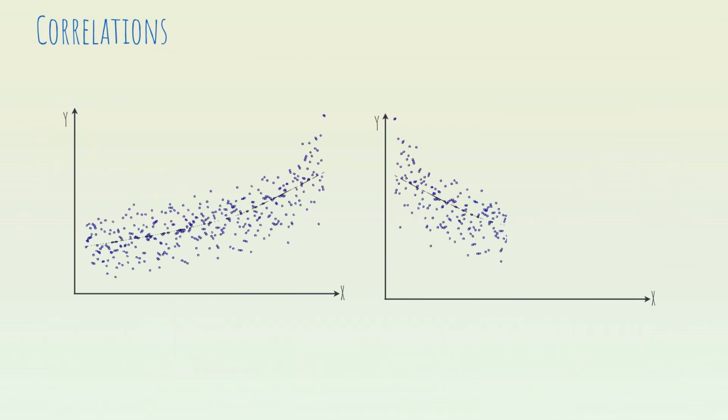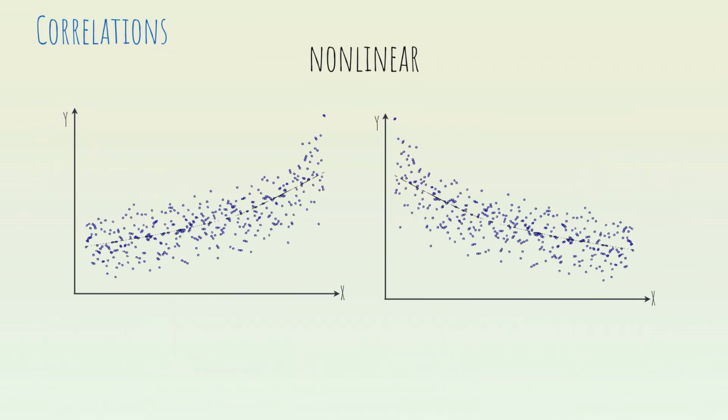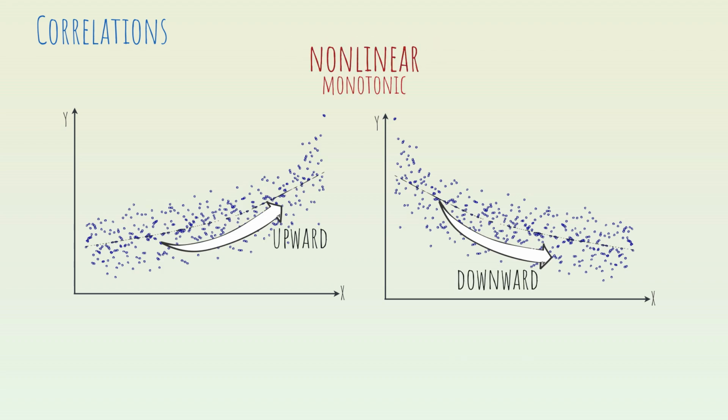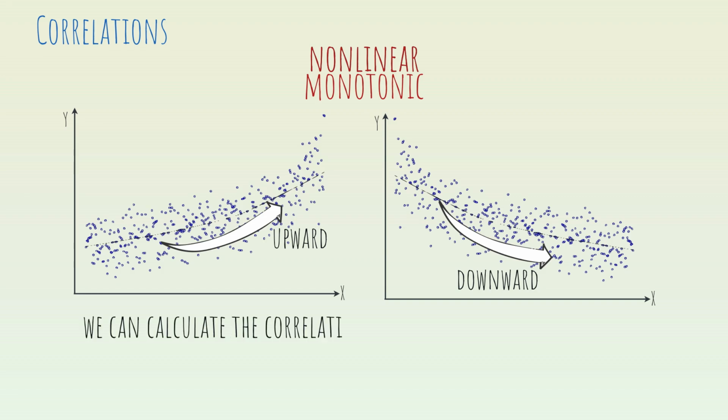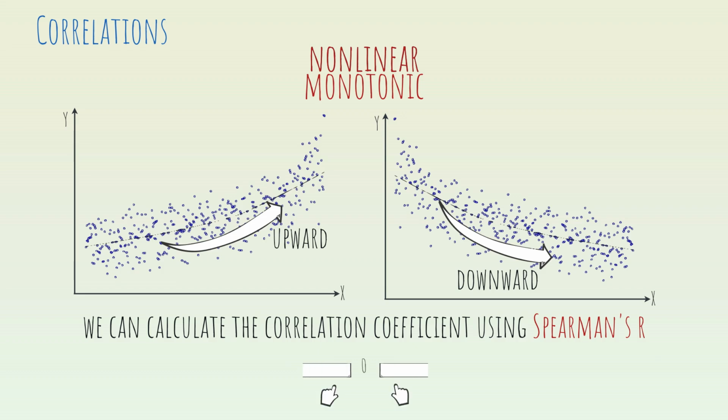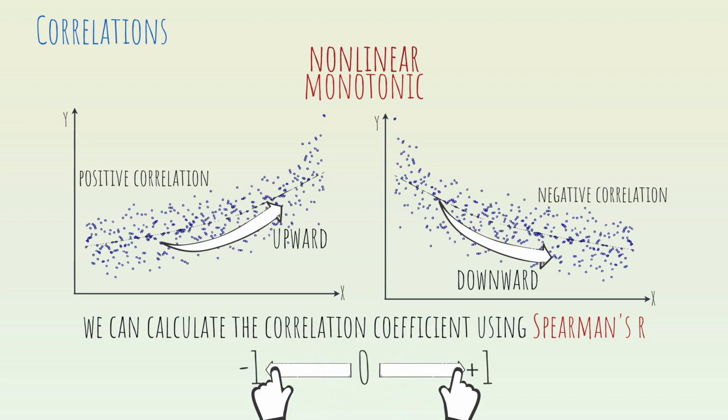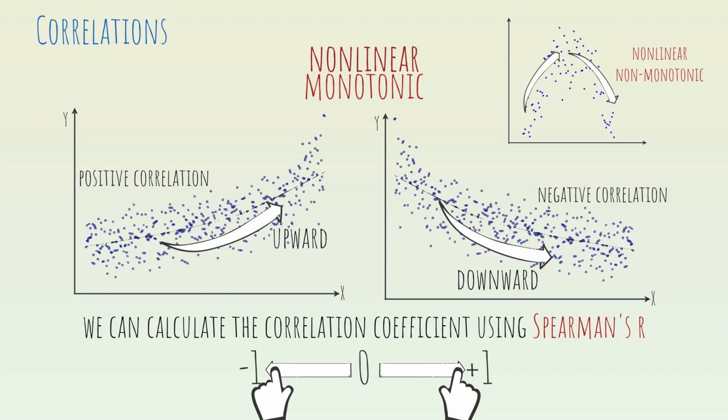Sometimes the trend line isn't straight, indicating a nonlinear correlation. If the line consistently moves in one direction, either upward or downward, we refer to it as nonlinear monotonic. In such cases, we can calculate the correlation coefficient using Spearman's R, which is interpreted similarly to Pearson's R. However, if the line changes direction, neither of these tests is applicable.